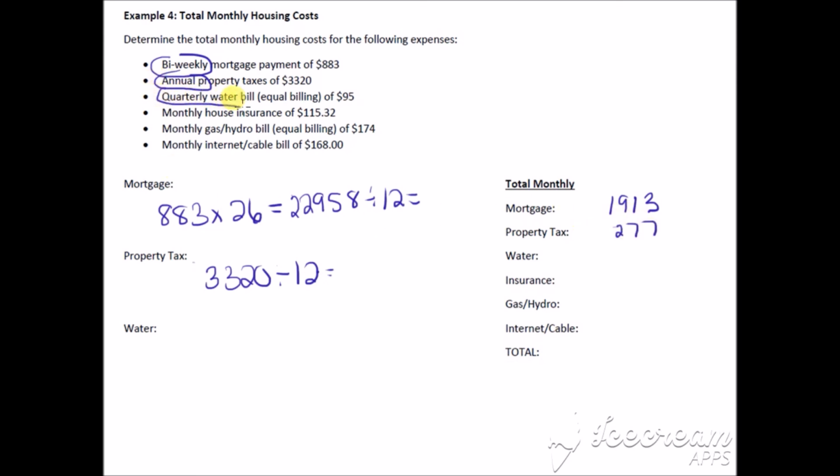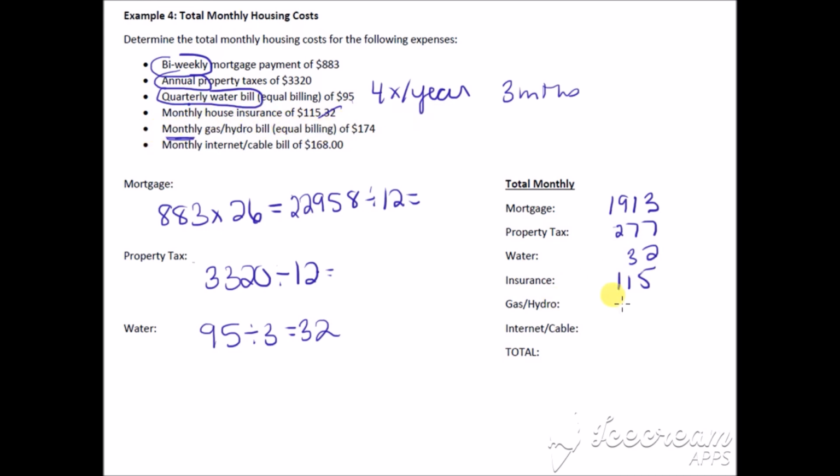Okay. Quarterly water bill. So quarterly would be 4 times a year. So if we wanted the monthly, this is 3 months. So water would be 95 divided by 3. I get around 32. Okay, monthly house insurance, 115. I'm just going to round that, 115. Gas, hydro, equal billing. Again, this is monthly, so you don't have to convert it, 174. Then cable and internet, 168.